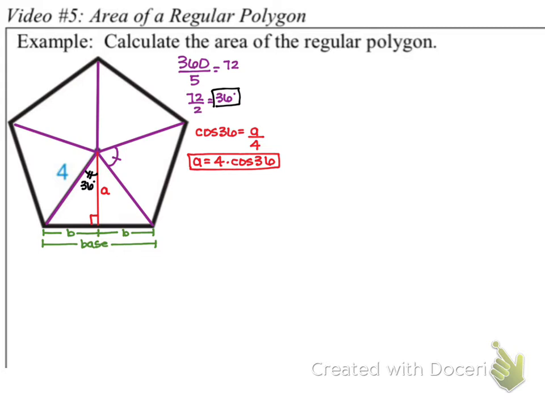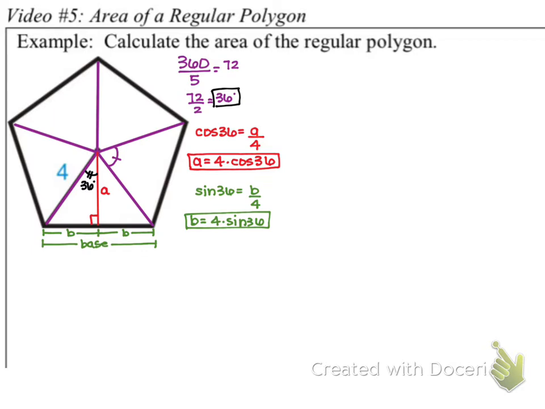Doesn't look like much right now, but I don't want to use a rounded answer to get another answer. So I'm going to be super careful here. Let's see if we can find B. B looks like it's going to be sine. So sine of the angle is going to be opposite over hypotenuse. We'll do the same thing here. It looks like B is going to be equal to 4 times sine of 36. All right.